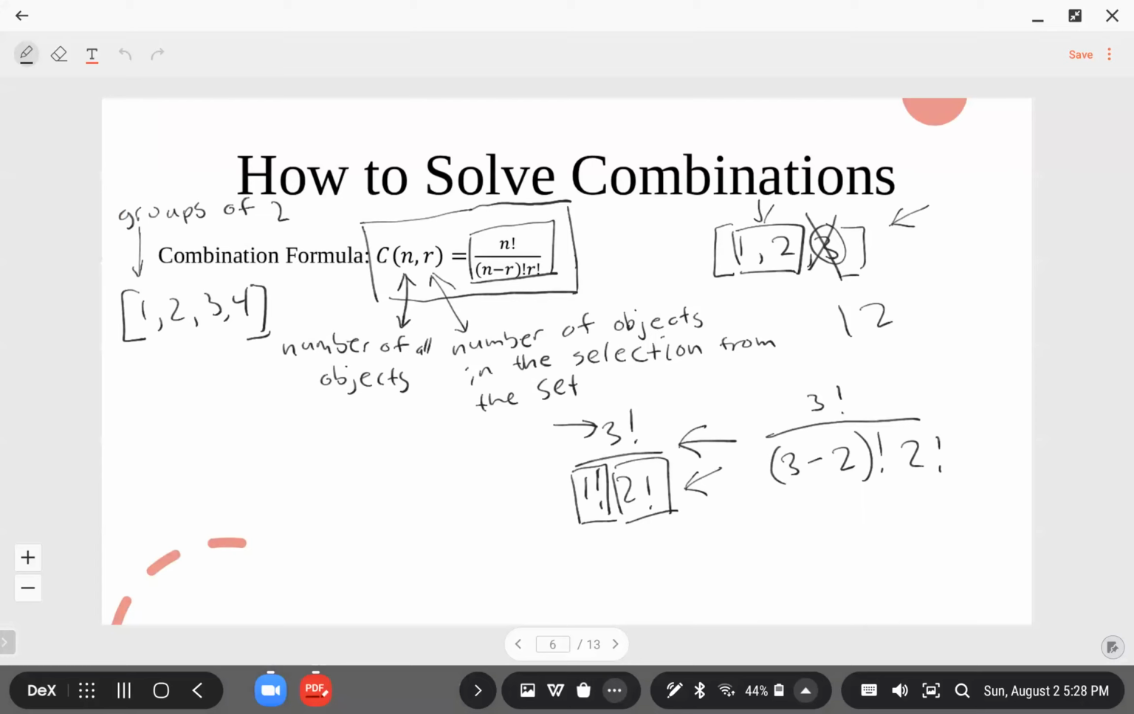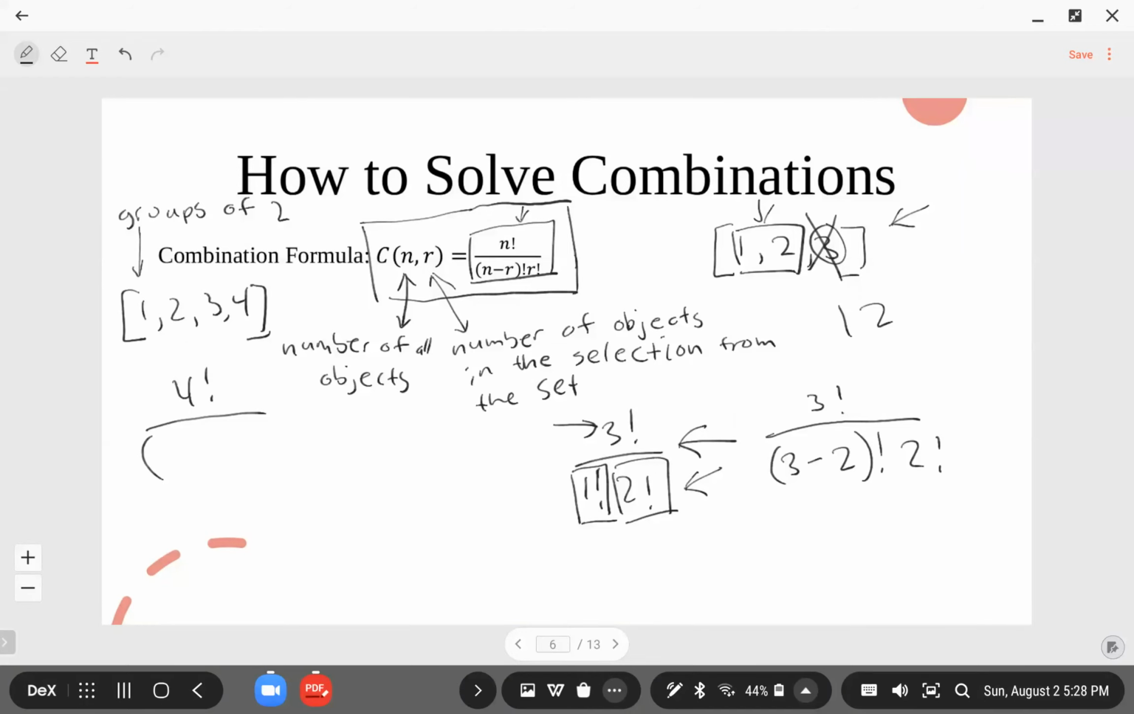And what is the number of all the objects in the set? That'd be n. There's obviously 4 objects in the set, right? So 4 factorial is on the top. We're using this formula right here. And then we divide by n minus r. Now, what is the number of objects in the selection from the set? That'd be 2, right? So n minus r would basically be 4 minus 2, right?